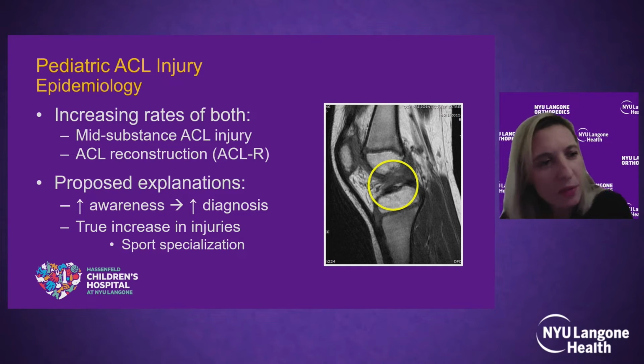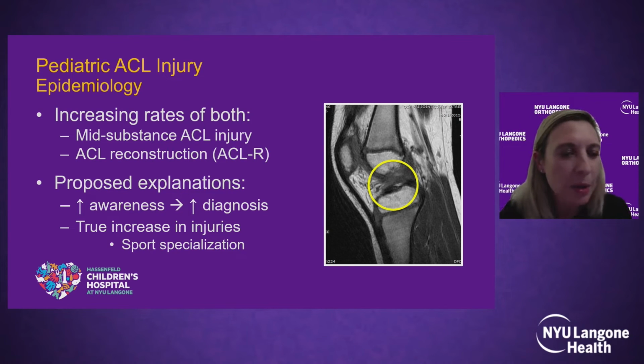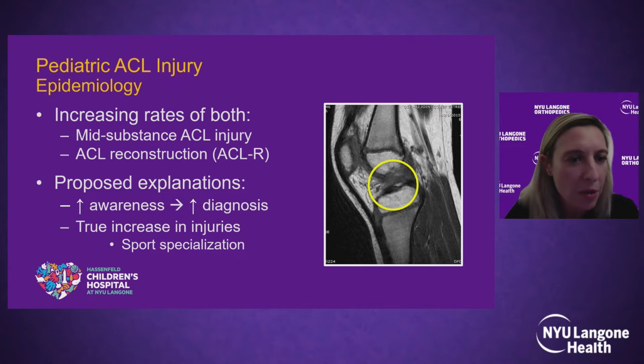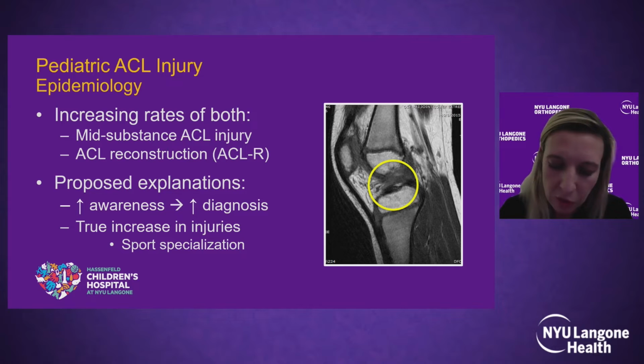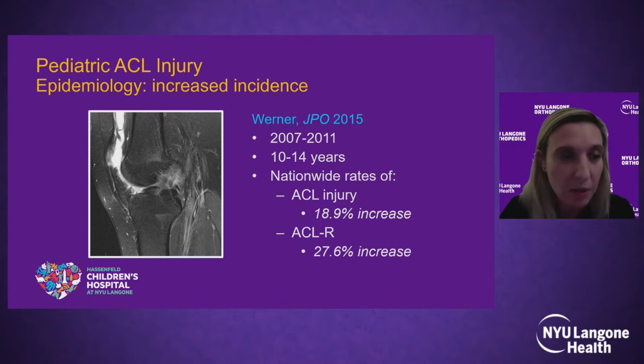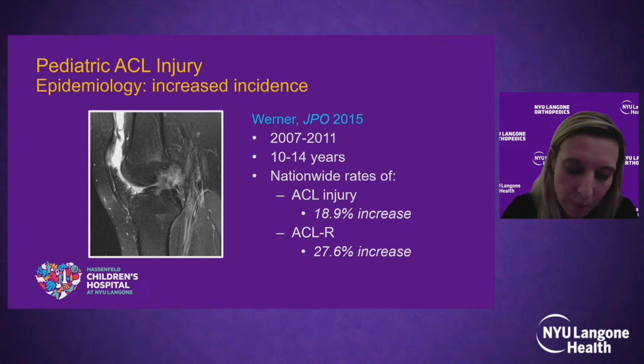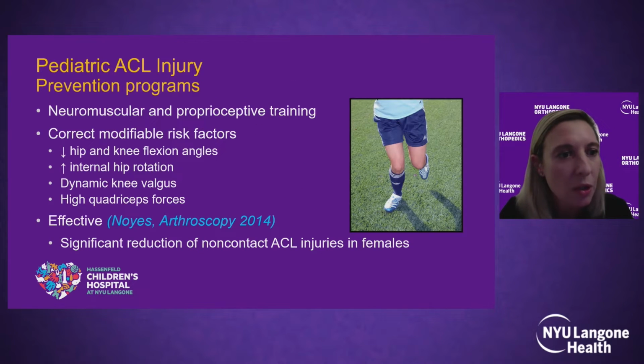So in brief, we've seen a really rapid and steep increase in the rate of ACL injuries in kids over the last 10 to 20 years, both the injury itself as well as the reconstruction. Maybe we're better at diagnosing this. Maybe it's actually a true increase in the rate of injuries due to things such as sports specialization. This is just one study that highlights that. So you can see over in the last decade, we saw a 20% increase in the ACL injury and a nearly 30% increase in the rate of reconstruction in the pediatric population in the US.